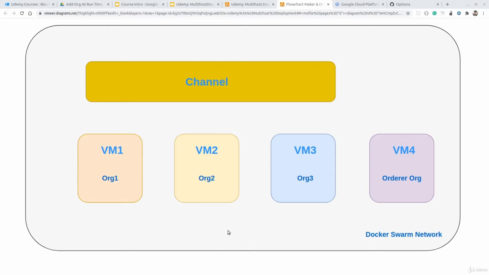These different services will be communicating using a Docker Swarm network. So all 4 virtual machines will create a Docker Swarm network, and using this Docker Swarm network, all the services on these different virtual machines will be communicating with each other.